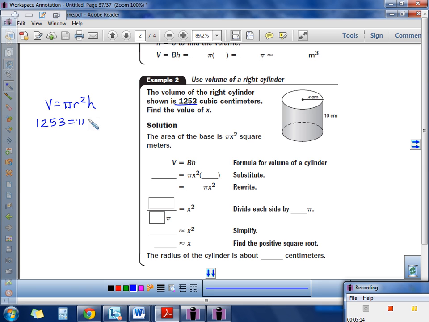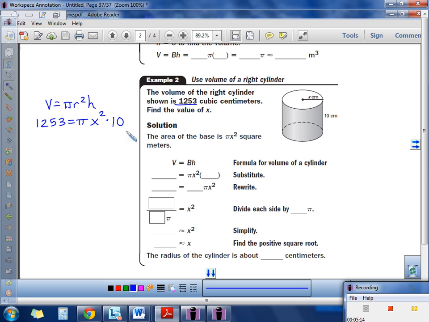1253 equals pi. Do we know our radius this time? No, it's x. We have to square that radius term and then times by the height. So our goal here is going to be to solve for x. So this is now algebra. We got to figure out how to isolate x, how to get x alone. How do we do that?